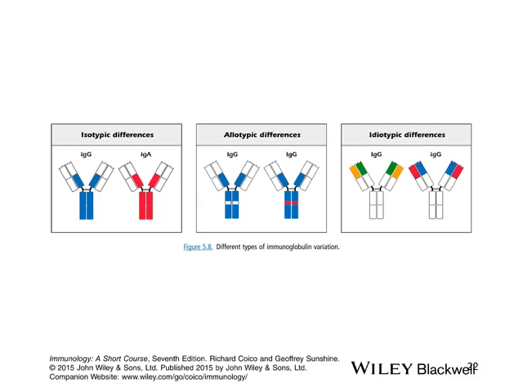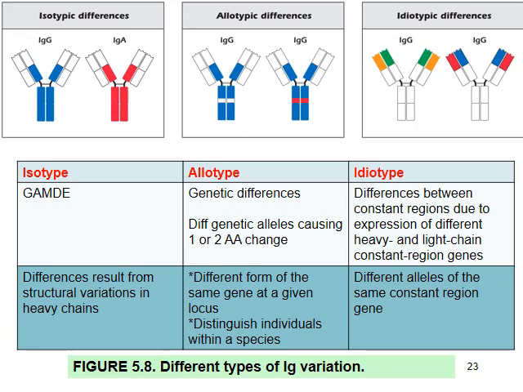Okay, let me give you another example. Same slide. This is the same. So that's what I'm trying to tell you in this one, that when I say isotype, I'm talking about GAMDE. Differences result from the structural variation in the heavy chain. As compared to allotype, where there are genetic differences, where you have a different genetic allele causing one or two amino acids to change or a change of length of the amino acids, and that will have a subtype of the parent type. As compared to idiotype, where differences between the variable regions are due to expression of different heavy and light chains.